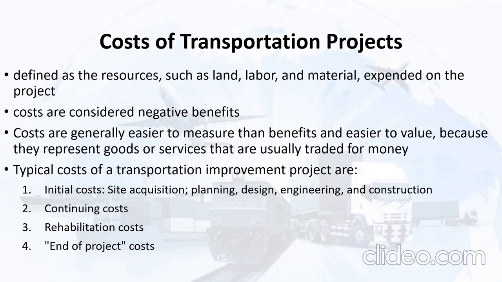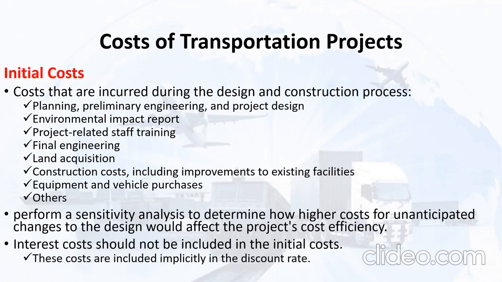Typical costs of a transportation improvement project are these four here: initial costs, continuing costs, rehabilitation costs, and the last one is end of project cost. We're going to talk about these four types of costs. Okay, initial cost is a cost incurred during the design and construction process, either the cost of planning, environmental impact reports, project-related staff training, final engineering, land acquisitions, construction costs, equipment and vehicle purchase, and others.